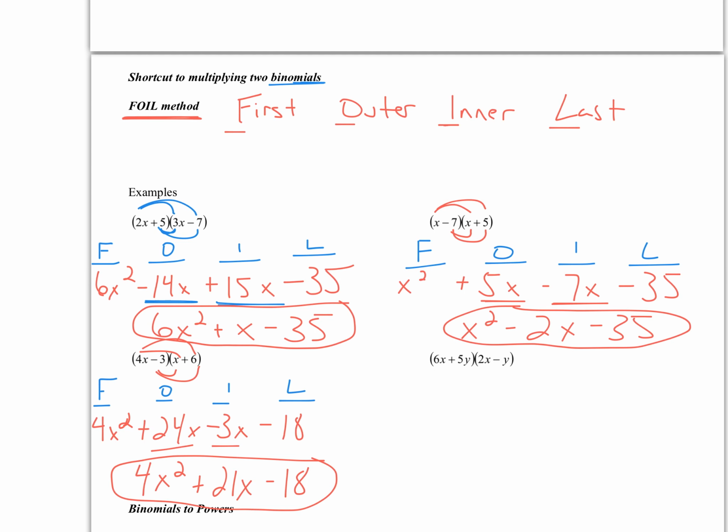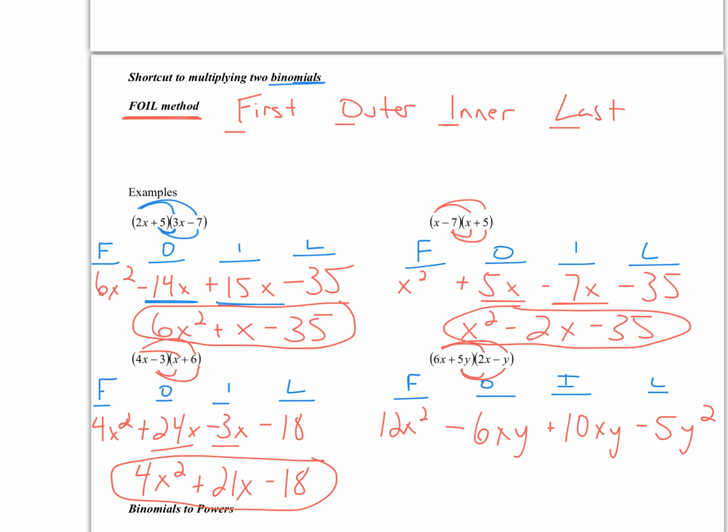In our last example of these binomial multiplications, I'm going to go ahead and use the FOIL method again. That's supposed to be an I, L. So our first terms, 6x times 2x, 12x squared. Outer, 6x times negative y, so we'll just put negative 6xy. Inner, 5y times 2x, plus 10xy. Last, 5y times negative y, minus 5y squared.